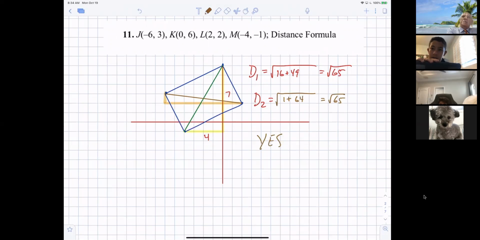And why is it a rectangle? Because the opposite sides are equal. Opposite sides are equal. As long as they, not the opposite sides, but the diagonals. As long as the diagonals are congruent, it automatically makes a what? It automatically makes a rectangle. Everybody good with that? Yeah, I don't think that's that bad.